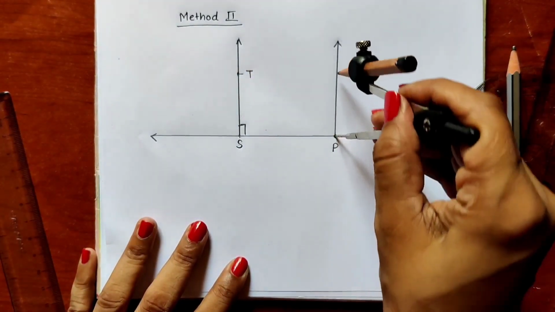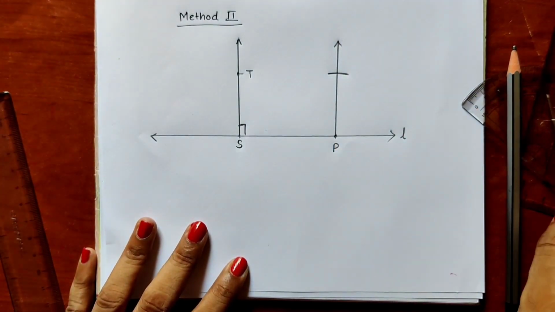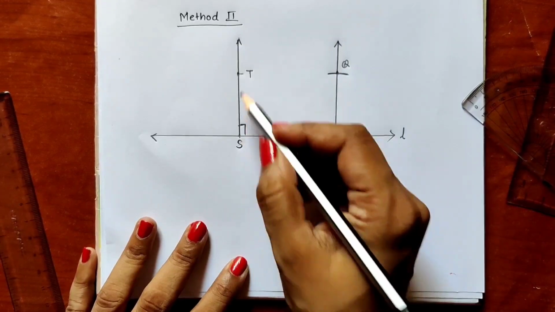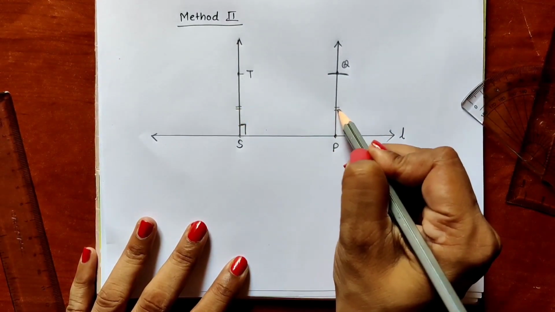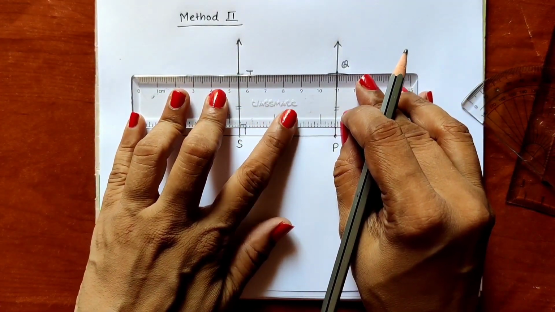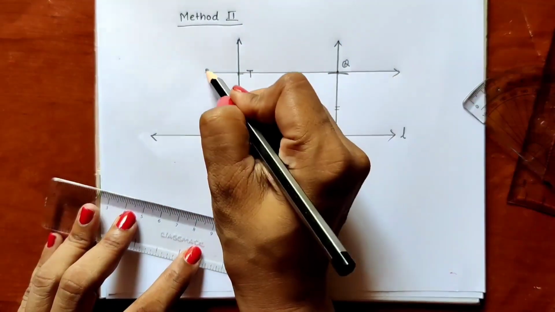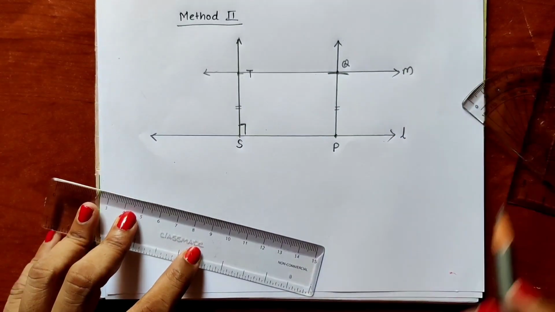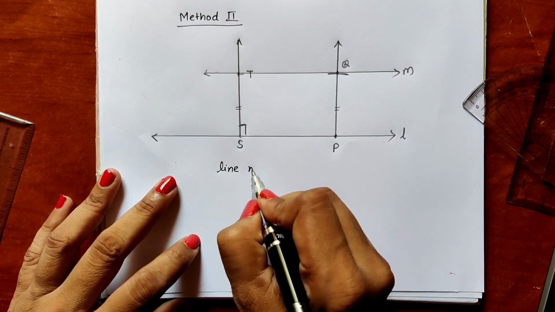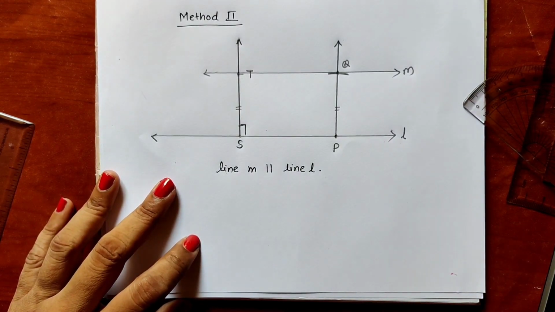So now from point T, I can plot a point by drawing an arc. I have drawn the arc and got this point here. Maybe this point is Q. This ST and PQ distance is equal. And now I can draw a line which passes through this point T and point Q, and which is parallel to line L. So in this way also we can draw two parallel lines. Line M is parallel to line L. So both the methods we have to draw.